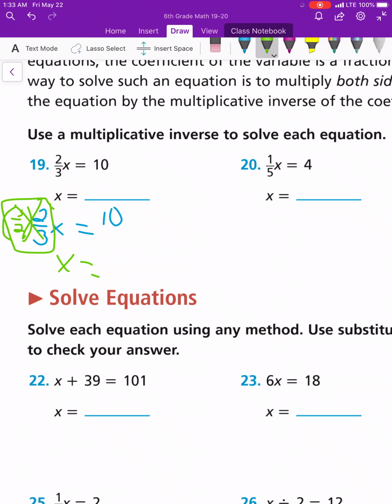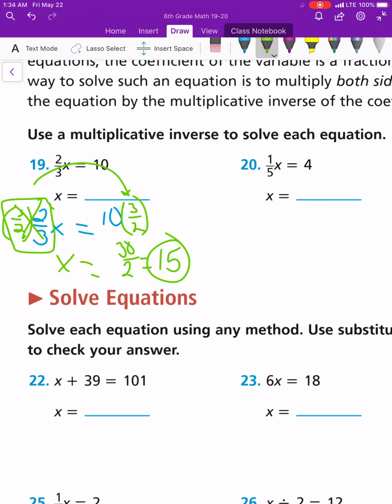Whatever I do to one side, I have to do to the other as well. If I multiplied the left side by 3/2, I need to multiply this side by 3/2. 10 times 3 halves is 10 times 3 is 30, 1 times 2 is 2, and I'm left with 30 halves, which simplifies to 15.